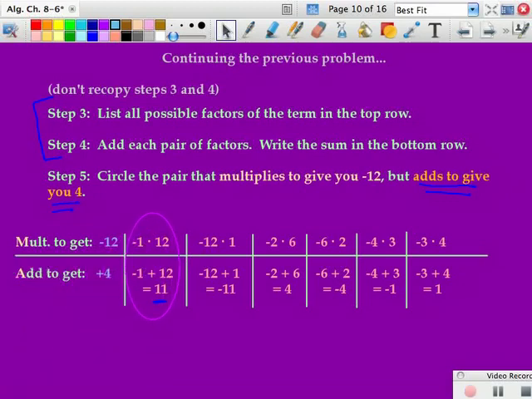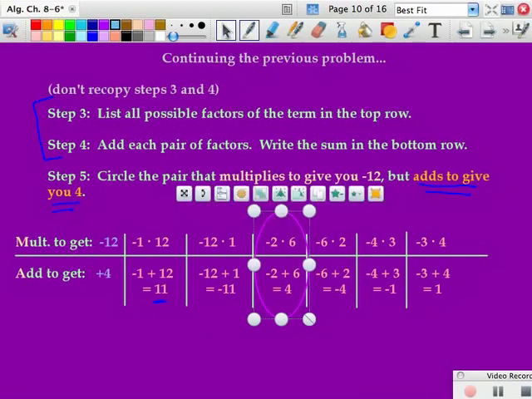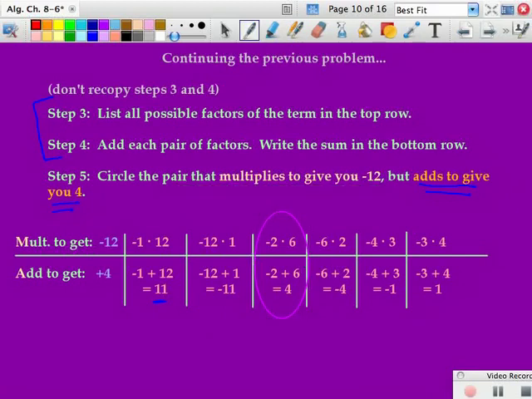Work your way down. The second one, add them, we get -11. That's not what we're looking for. Next one, here it is, +4. That's what we're looking for. So it's not that, it's not that. Now also none of those will work. This is our only one that gives us the +4. So it fits both of the columns. Multiplies to give you -12, add to give you 4.